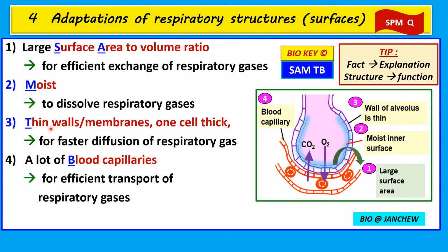Number 3, thin walls or membranes 1 cell thick for faster diffusion of respiratory gases. Okay, so for example, the alveolus has a wall that's only 1 cell thick, thin wall for faster diffusion of respiratory gases. And number 4, a lot of blood capillaries surrounding the respiratory structures for efficient transport of respiratory gases. So copy this down in your notebook, and it's very useful to remember the biokey, TSAV.